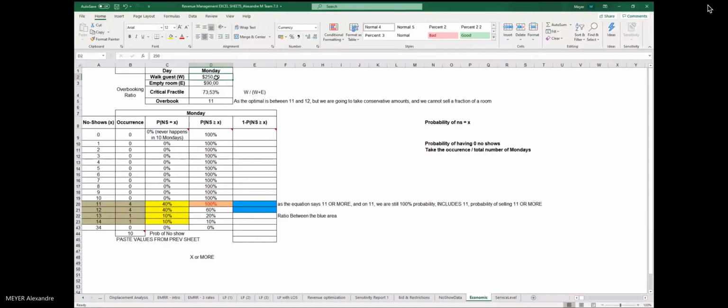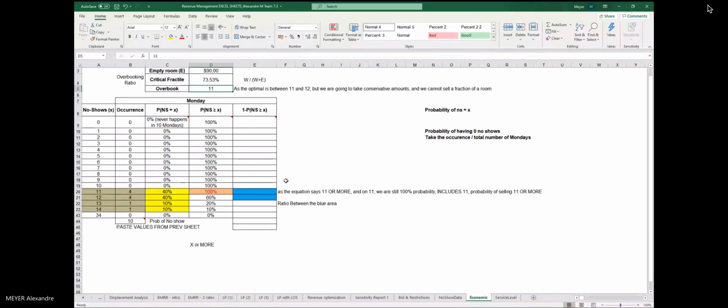How would you do this? Assume you're given the cost of walking a guest and the cost of an empty room, and you have to calculate the critical fractile. The critical fractile is the overbooking ratio. Remember the formula: cost of walking a guest divided by the cost of walking a guest plus the cost of an empty room. We get our critical fractile to be 73%. That is our overbooking ratio.